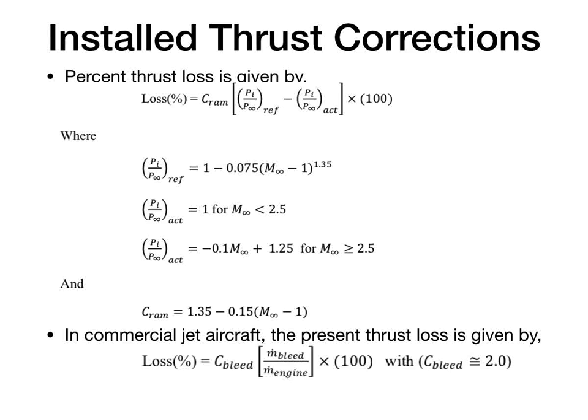An estimate of percentage thrust loss is given by C_RAM × (P_I/P_infinity of reference − P_I/P_infinity of actual) × 100, which gives you the percentage, where the recovery ratio of reference and the recovery ratio of the actual are given for different Mach numbers. If it is below Mach 1, it is 1, and if it is above Mach 1, it is −0.1 M + 1.25. And also C_RAM = 1.35 − 0.15 × (M − 1).